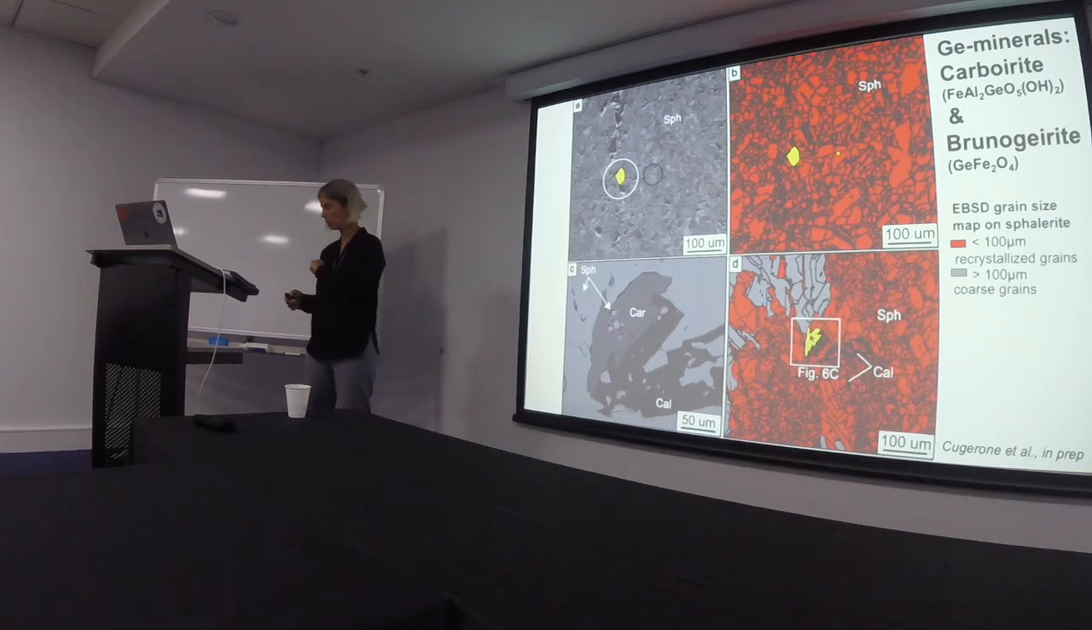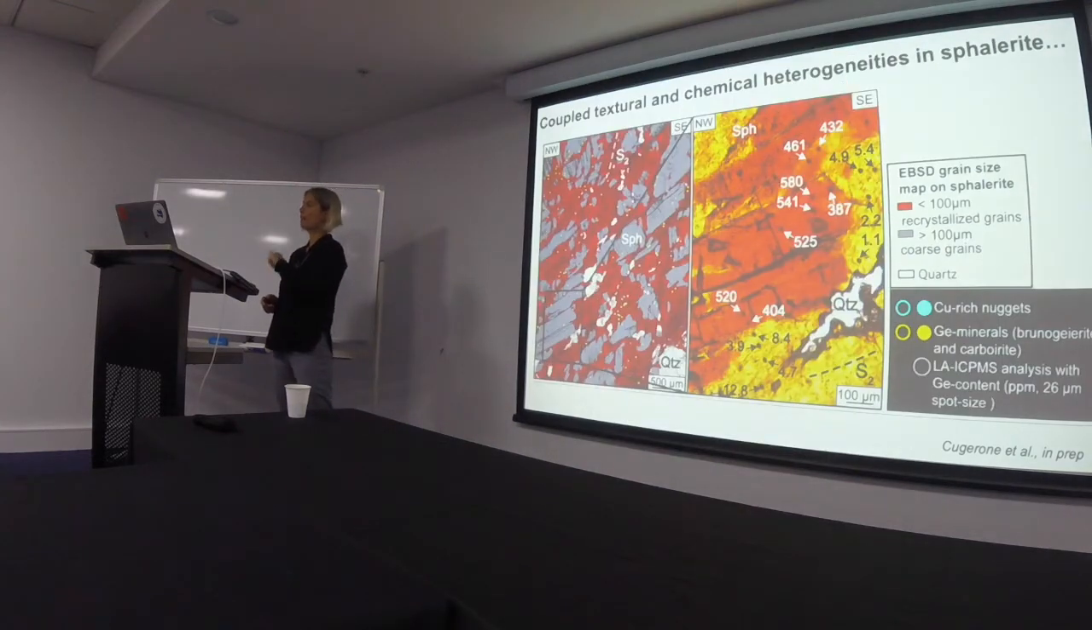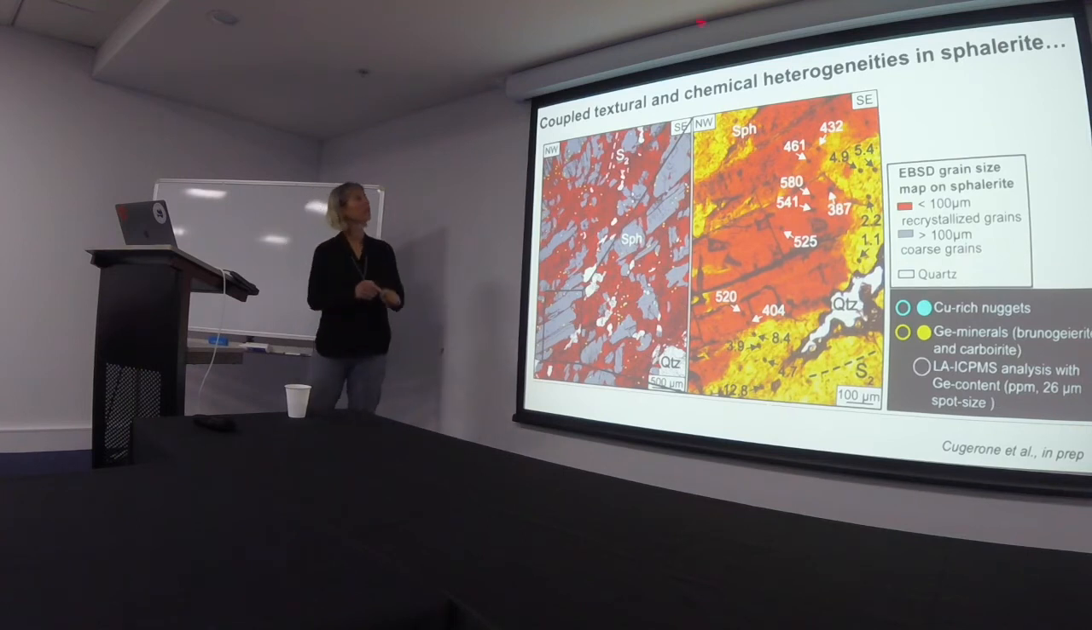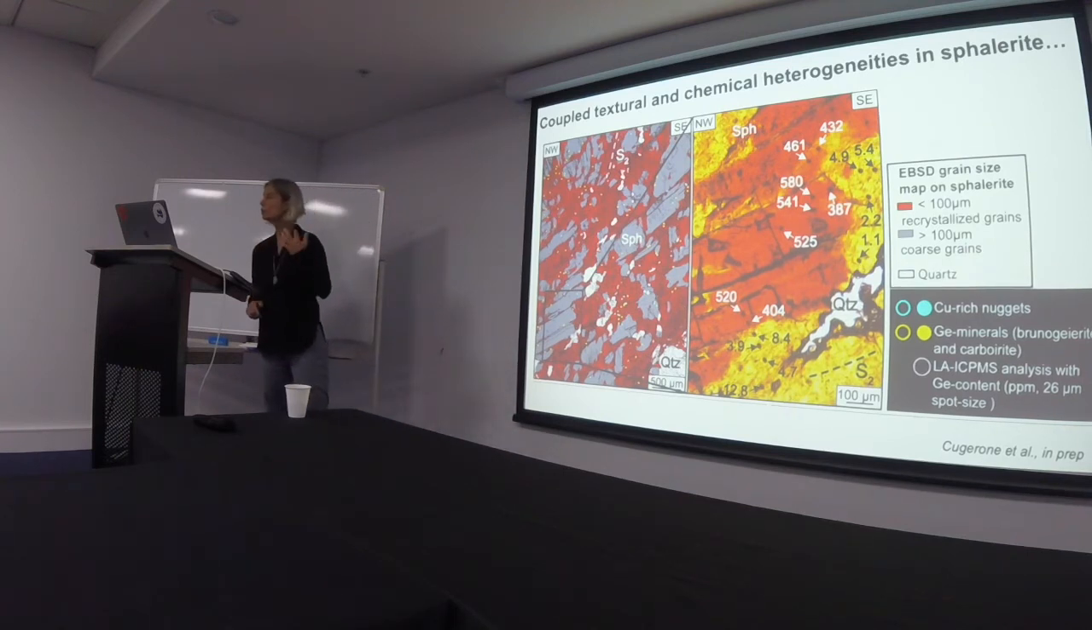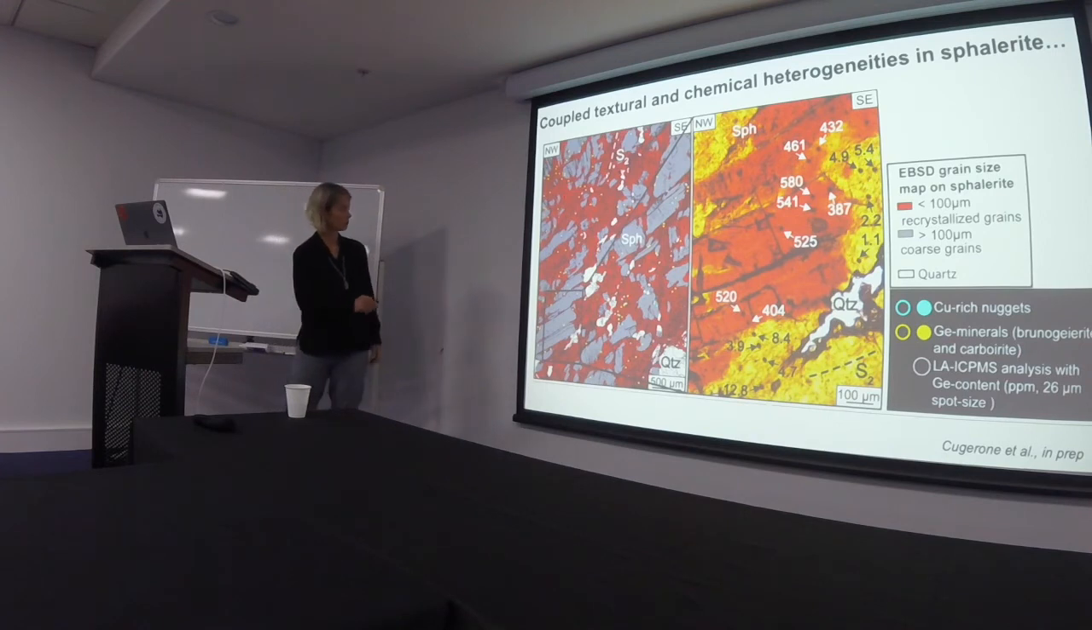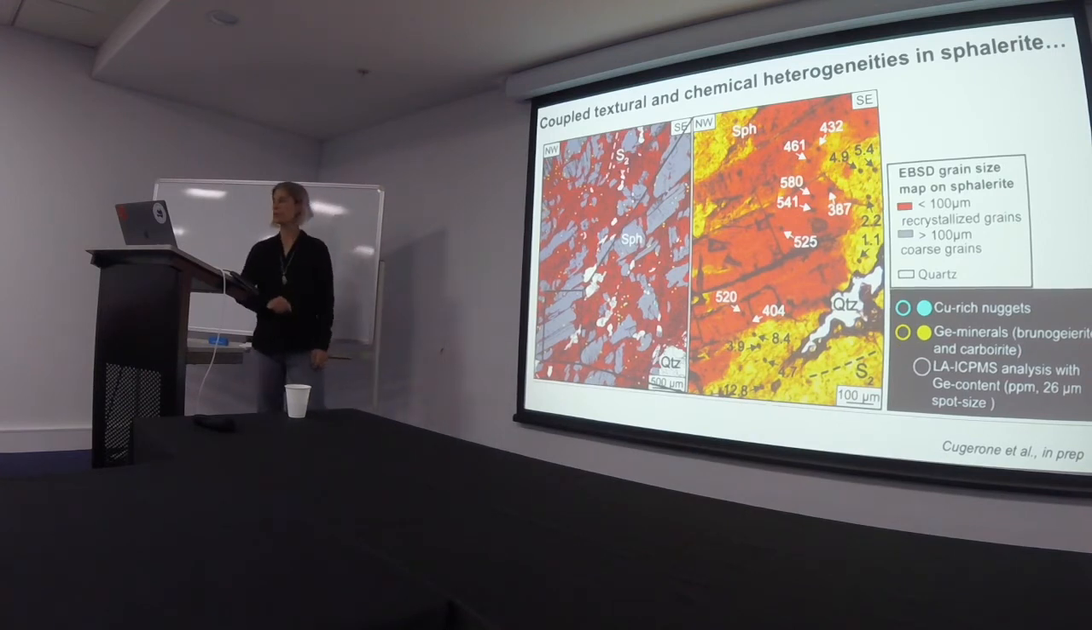Now let's look at the chemistry, the chemistry associated to this variation in texture. On the left-hand side, this is a grain size map, EBSD, so colors are a little bit different. In gray, these are parent sphalerite grains. In red, daughter fine-grained sphalerite. And yellow spots are germanium minerals, and blue spots are copper-rich minerals.